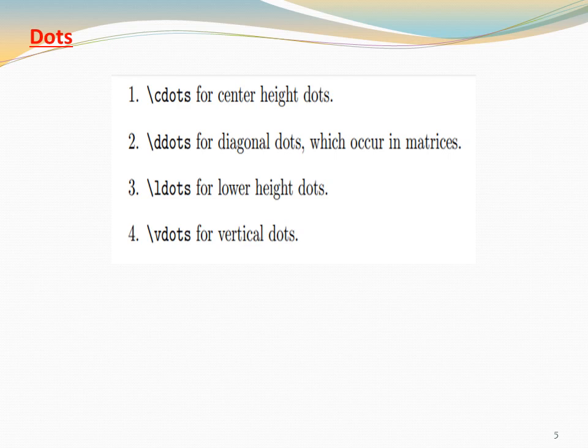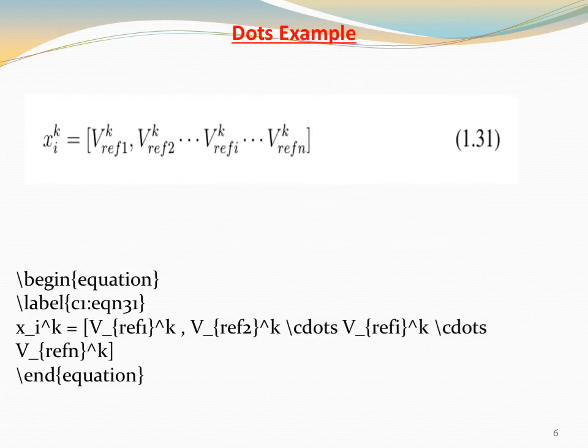Dots: \cdots for center height dots, \ddots for diagonal dots which occur in matrices. Now \ldots for lower height dots, \vdots for vertical dots. Now let's see how to use dots in the equations.